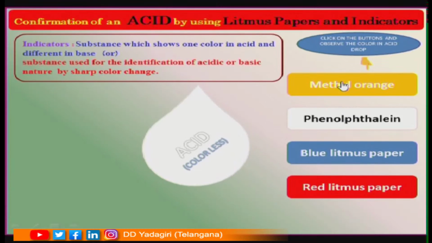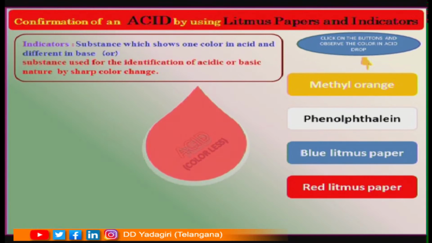Just observe here, there is methyl orange and there is a droplet of an acid. To this droplet of acid, we add the methyl orange indicator. Now let us see what happens. The acid turns red in color. This is the property of acids with methyl orange solution.